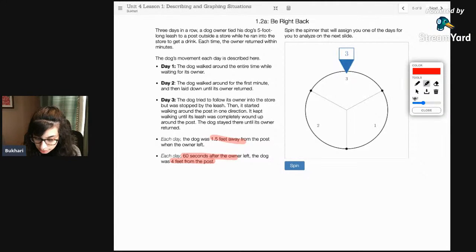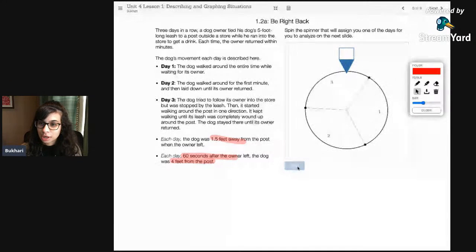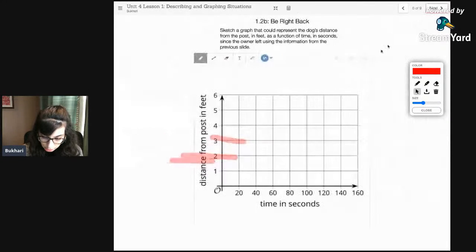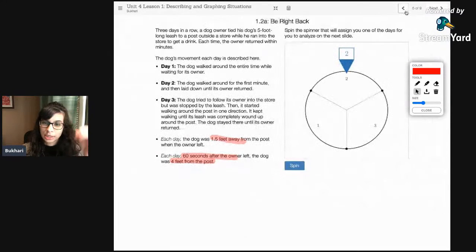And so the goal on the next slide is to graph one of these situations. And since I wanted to leave it random, spin the circle and figure out which day you're going to model. I'm going to be modeling day 2. And so when you go to the next slide, you want to graph this relationship and think about, as you're going through, does this make sense in my context?